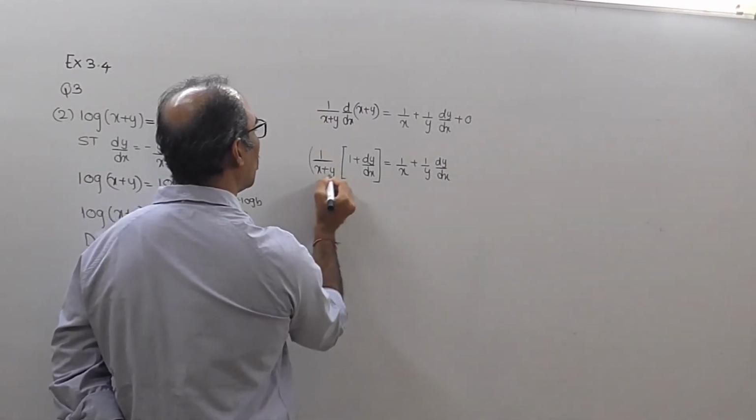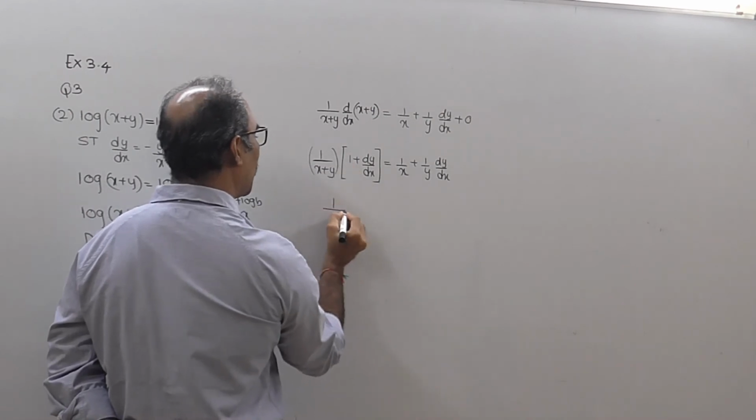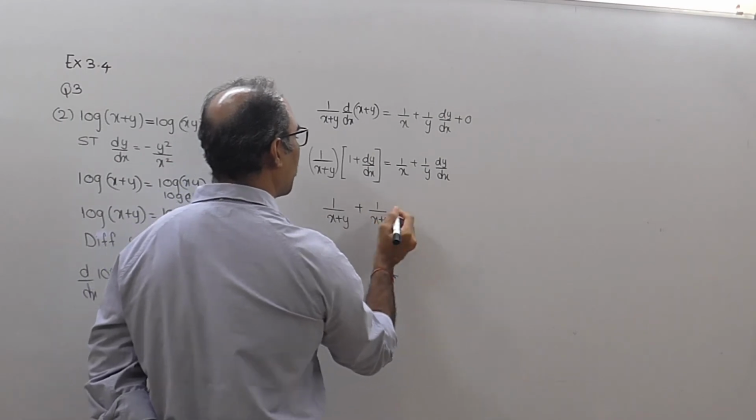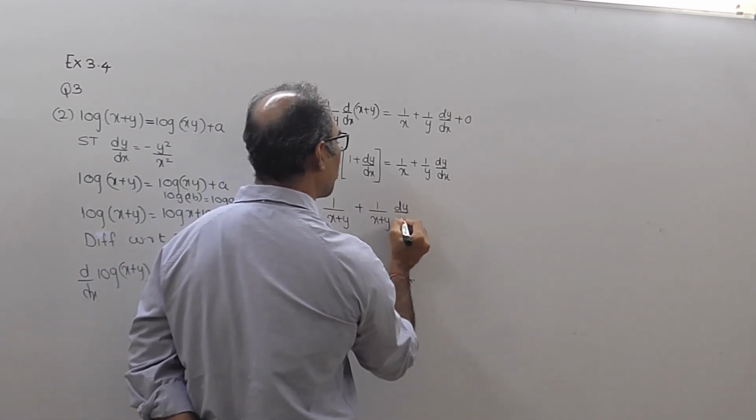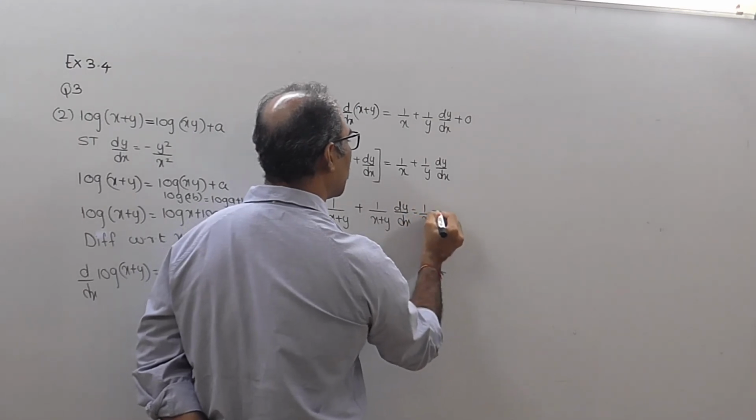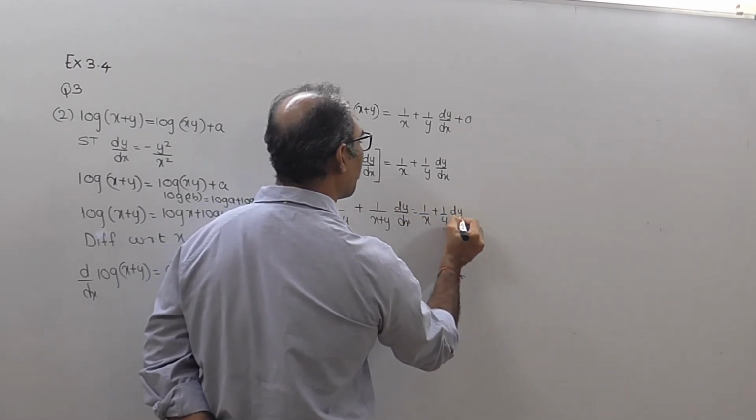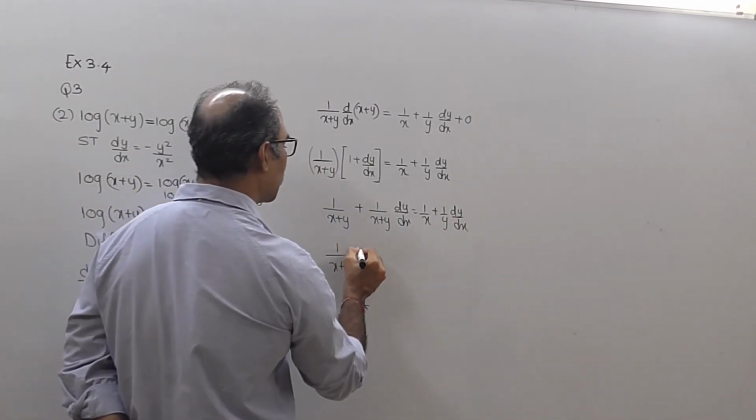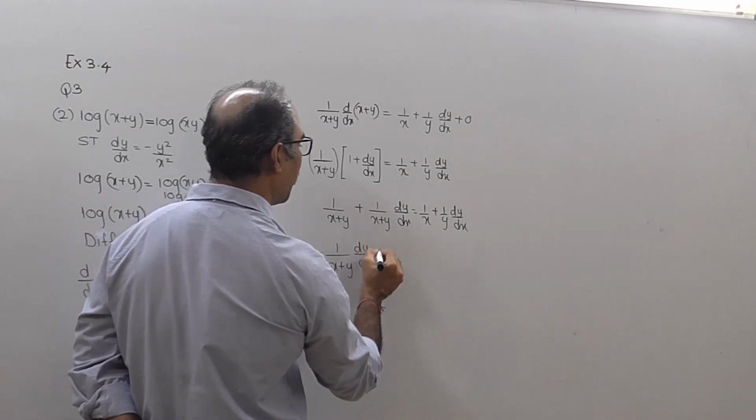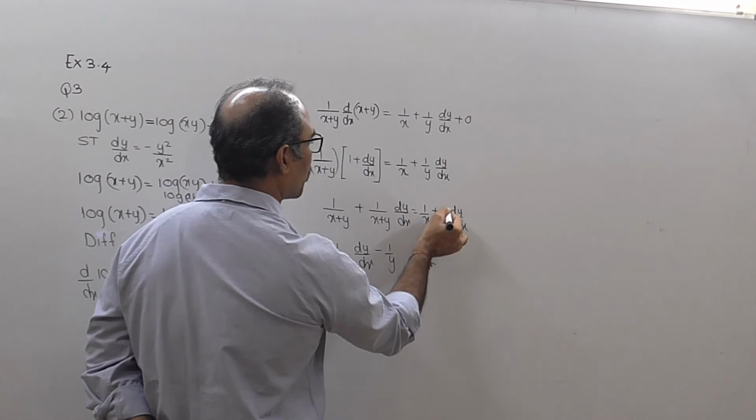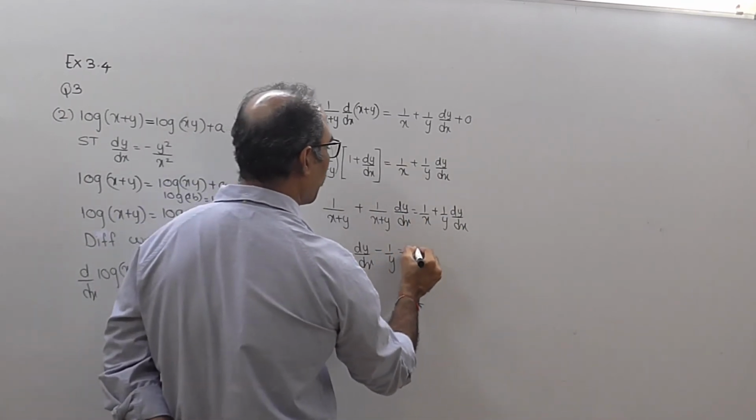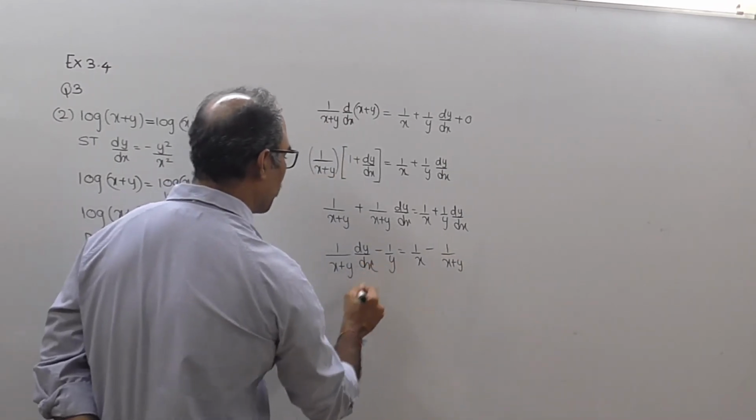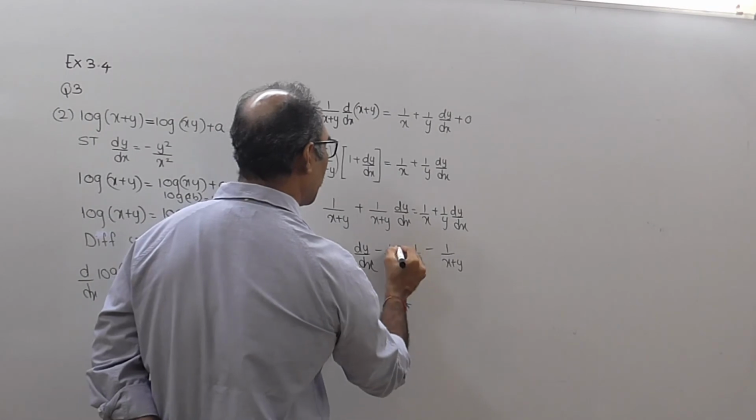Now what you do is multiply 1 upon x plus y into 1, that will give you 1 upon x plus y. Multiply 1 upon x plus y with dy by dx, that is 1 upon x plus y dy by dx, that is equal to 1 upon x plus 1 upon y dy by dx. Now the thumb rule is what? Take all dy by dx terms to one side. So you get 1 upon x plus y dy by dx minus 1 upon y dy by dx, because plus 1 upon y coming to this side will become minus 1 upon y, equal to 1 upon x minus 1 upon x plus y.